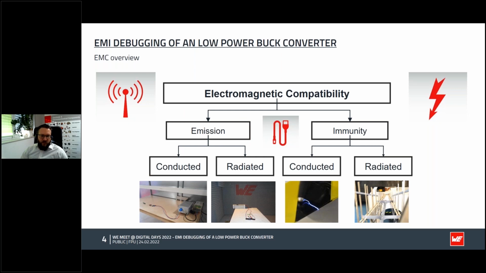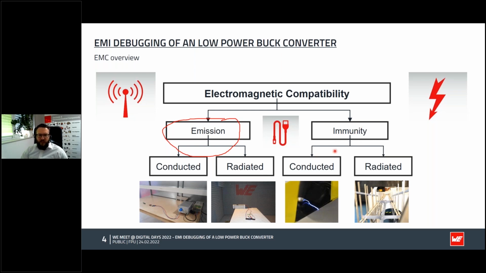So we will have some emission tests for our design. There is the conducted emission, where we have a shielded chamber and we measure the noise from the design, and also radiated, where we then measure with an antenna what is radiated from the design. So these are the two tests we are going into detail here.